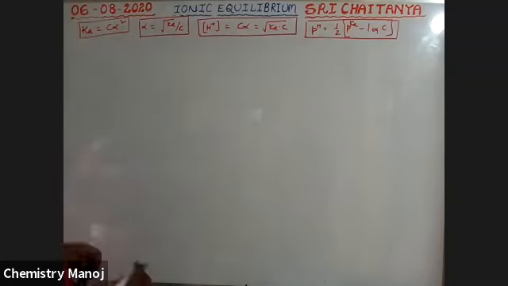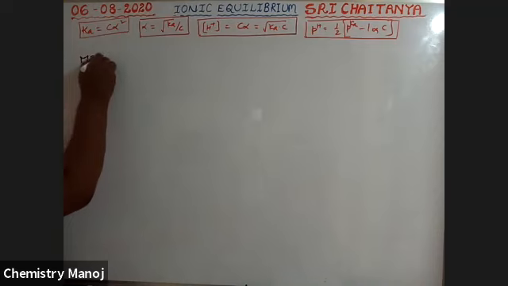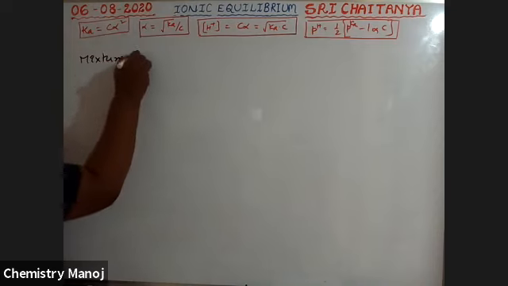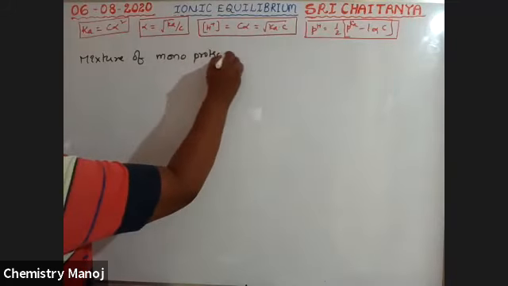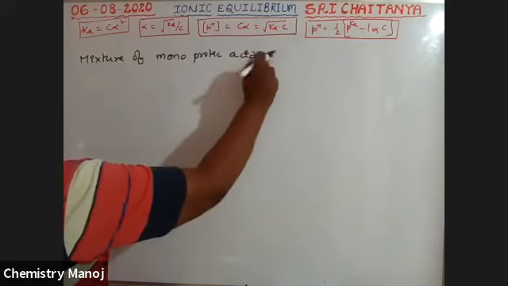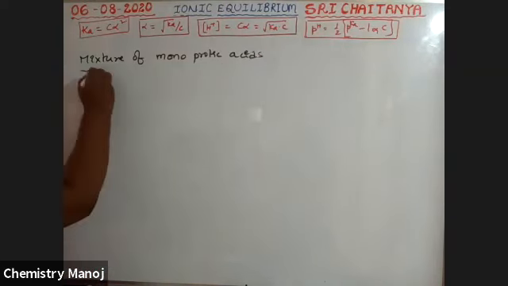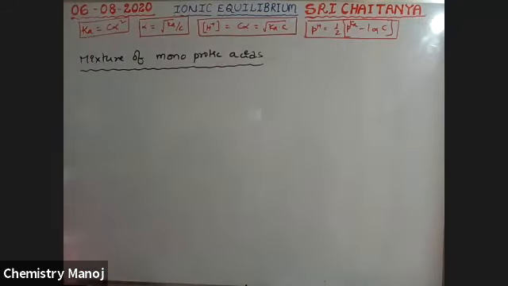Next concept, mixture of monoprotic acids. Two or more monoprotic acids may be involved in mixing. So for mixtures of monoprotic acids, how to calculate the H plus concentration and pH?